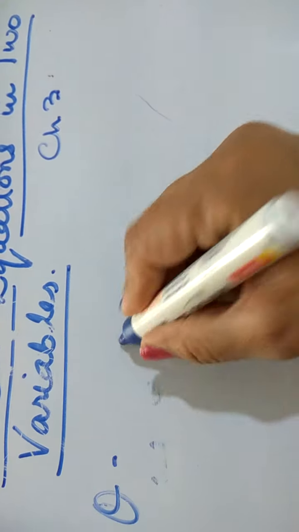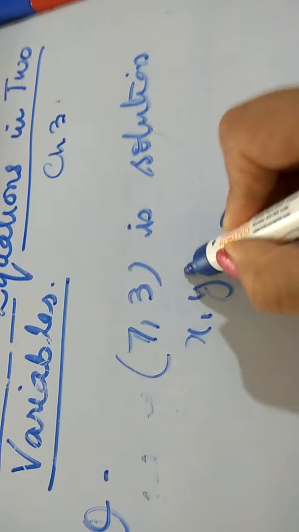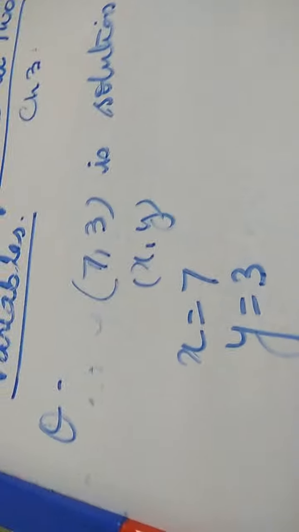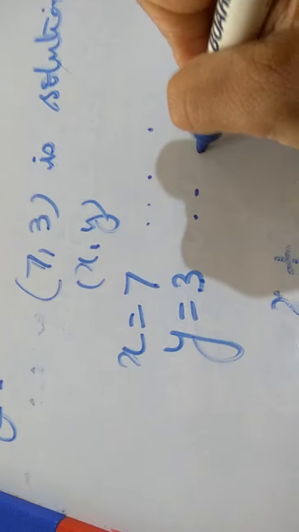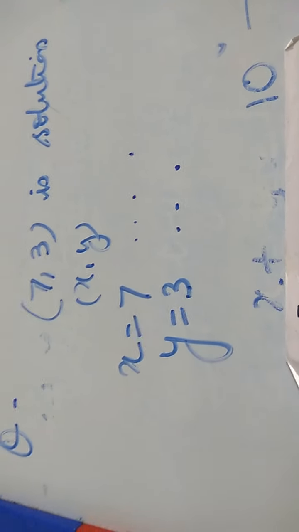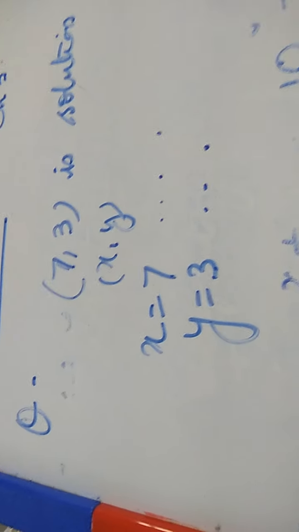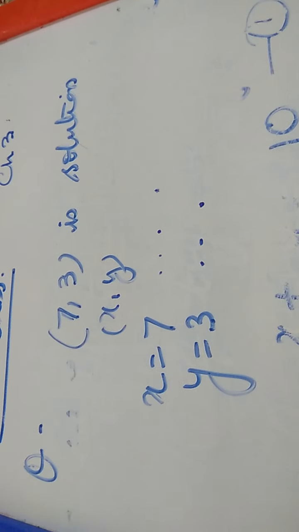That means 7, 3 is the solution. That means comparing it to the x, y form, we get x is equal to 7 and y is equal to 3. So that means the number of girls is 7 and the number of boys is 3. And we can check that the given conditions are satisfied also. 7 plus 3 is 10 and 7 minus 3 is 4. So 7, 3 is the solution of the given system of equations.